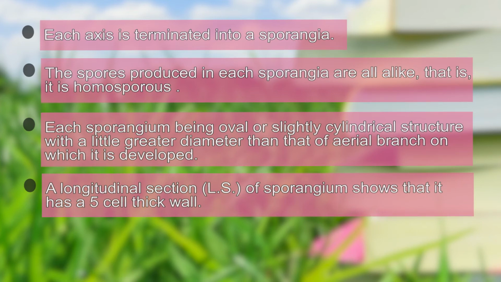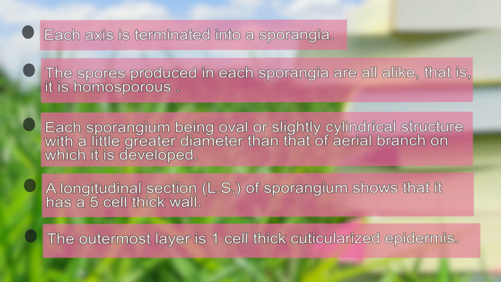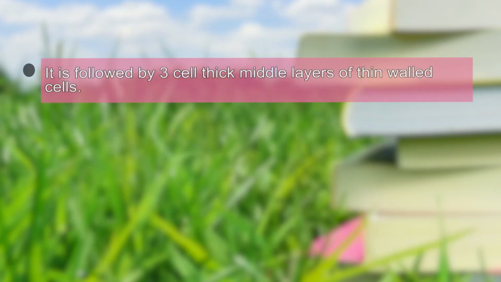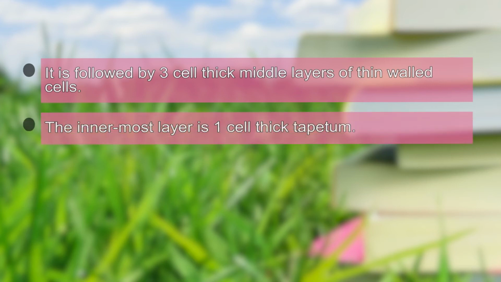The sporangia is a 5-cell thick one. That is, in the sporangia, the layers that cover the sporangia consist of 5 layers. The outermost layer is 1 cell thick and it is the cuticularized epidermis. It is followed by 3-cell thick middle layers of thin-walled cells. Ultimately, the innermost layer is the tapetum, which is 1 cell thick.